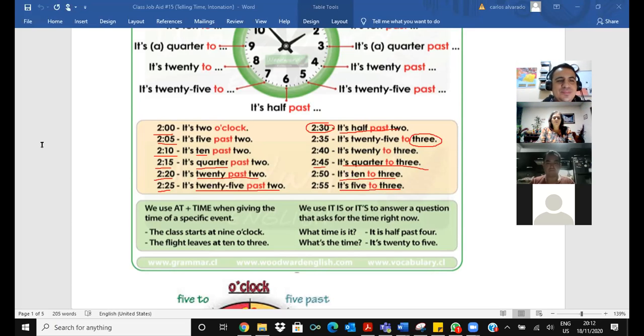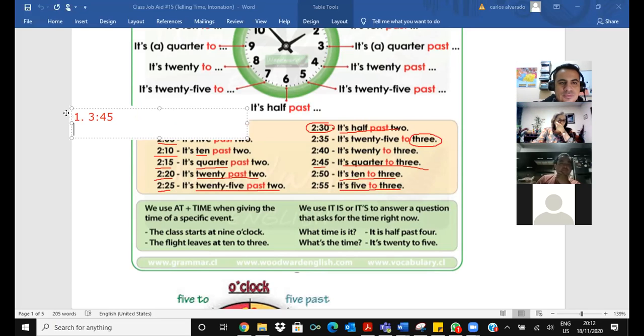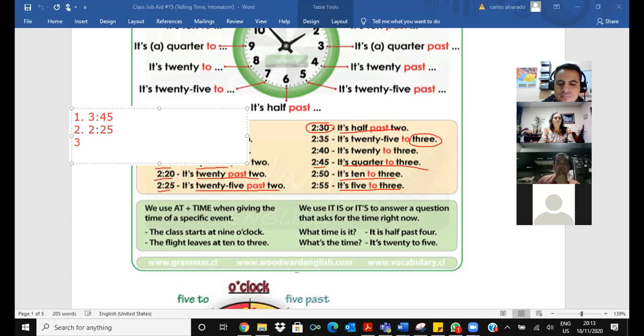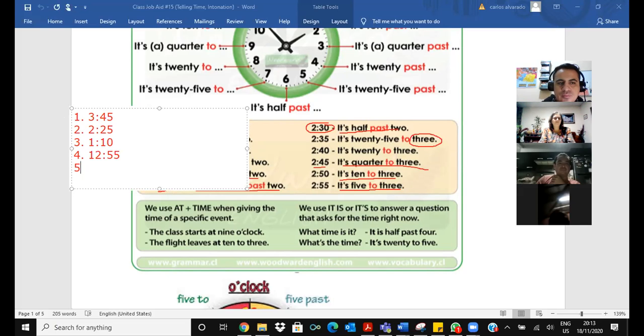Okay, let me give you some examples, all right? Le voy a hacer unas preguntas here, okay? Let's do five examples. All right, let's try these examples, okay? Si es PM or AM, no importa. All right, so, en forma digital, como dijeran, número uno.